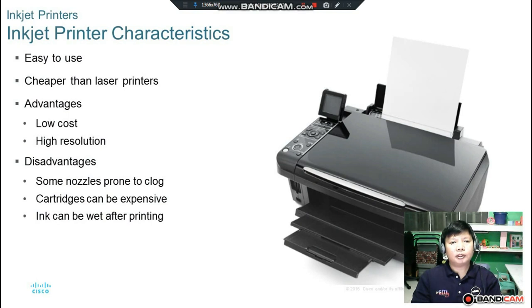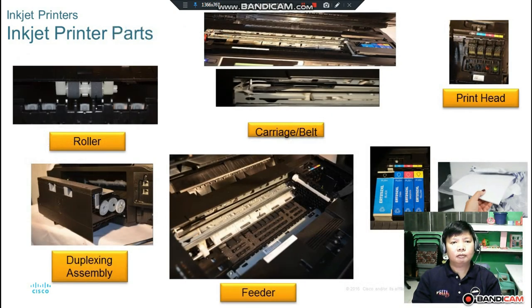Inkjet printer characteristics: easy to use and cheaper than laser printers. Advantages: low cost, high resolution. Disadvantages: some nozzles are prone to clog, cartridges can be expensive, and ink can be wet after printing. Inkjet printer parts: roller, duplexing, cartridge belt, print head, ink cartridge, paper.